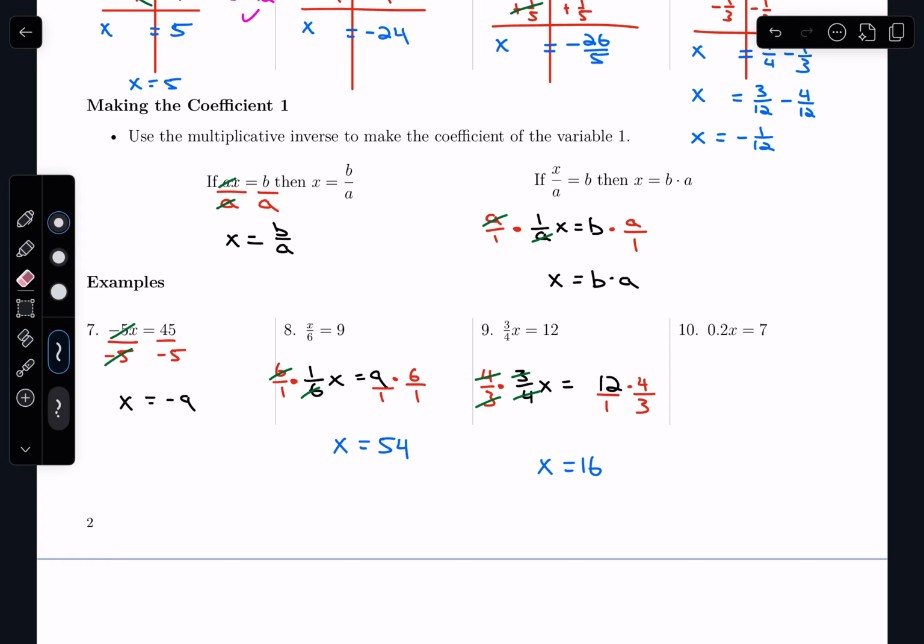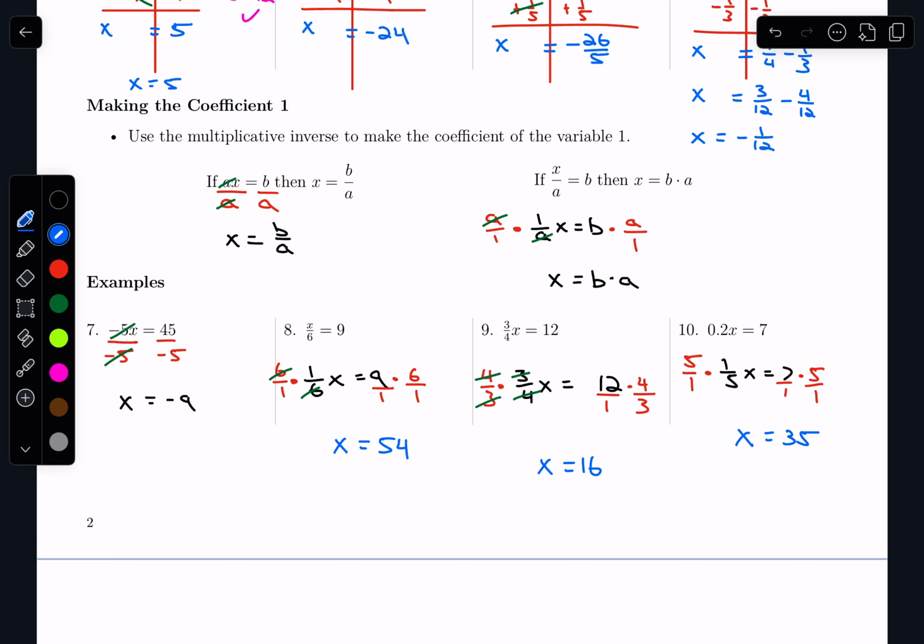If you think about it, 0.2, that's just 1/5. So if I had written this as 1/5 x equals 7, I don't think any of us would divide both sides by 0.2. I think almost all of us would multiply both sides by 5, because 5 is the reciprocal of 1/5. So if I do 5 over 1, which again is just 5 on both sides, on the left side I get x, on the right side I get 35.